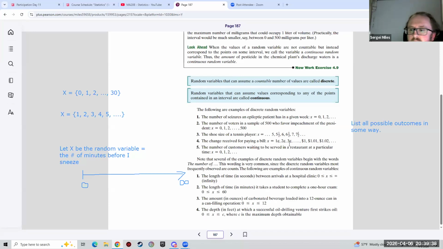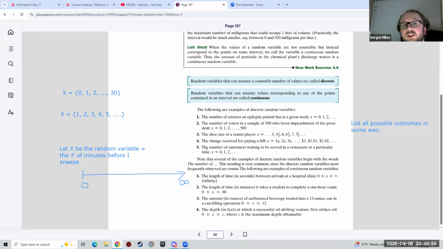The number of customers waiting in a restaurant. Do I have zero customers? Do I have one customer? Do I have two customers who are waiting? Do I have three customers? It's possible on some crazy day, maybe I have 10,000 people outside waiting, right? But that is still countable.